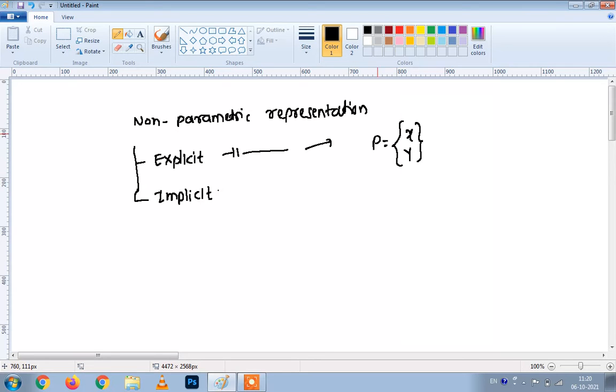Now what exactly happens in case of explicit non-parametric representation? This y coordinate can be calculated after putting the value of x. So how will it be represented? This x coordinate we know, and this y coordinate depends on the function of x. So in this case p is equal to x, and the y coordinate is calculated as it depends on f of x. So this is known as explicit non-parametric representation.